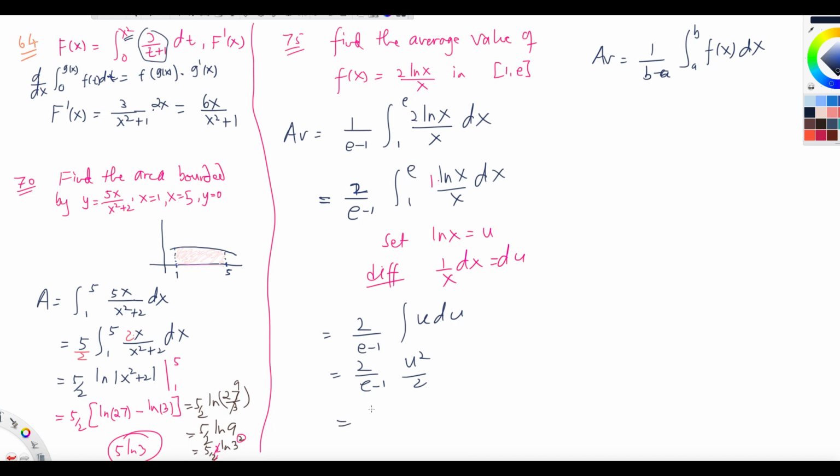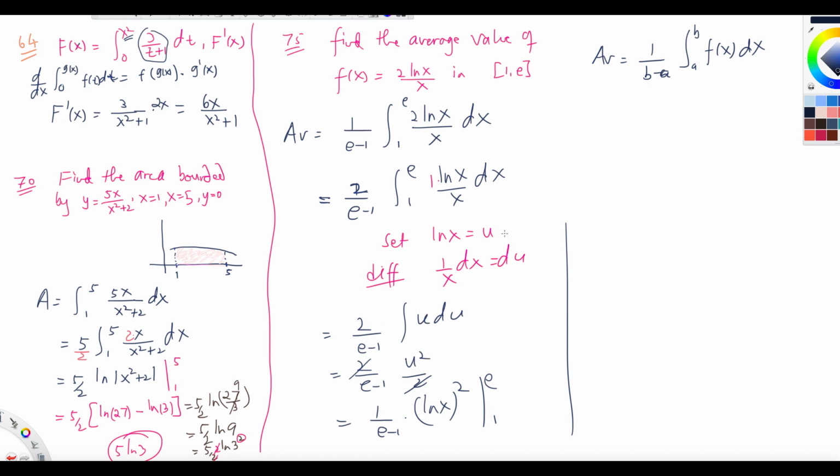Now the 2 and 2 will cancel out. So you write 1 over e minus 1 times u squared, where u is natural log of x. So natural log of x, squared. U squared is that, right? Then what is the limit? Don't forget the limit, 1 through e. That is the limit for x. I did not put that limit here because I changed to u.